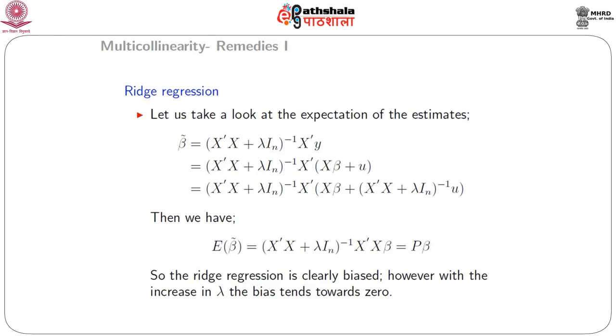However, with the increase in lambda, the bias tends to 0, because we can see that the first part of the expression, X'X + λI, is taken in the inverse form.